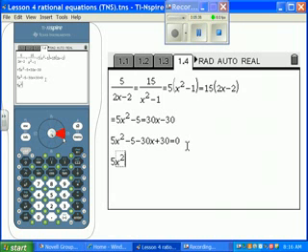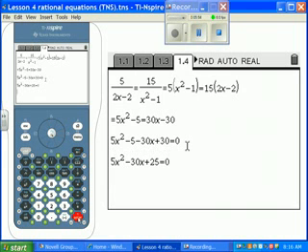Okay, then what's going to come next? Minus 30x, good. And then last? Plus 25, excellent. And it's all going to be equal to 0. Good. How are we doing?